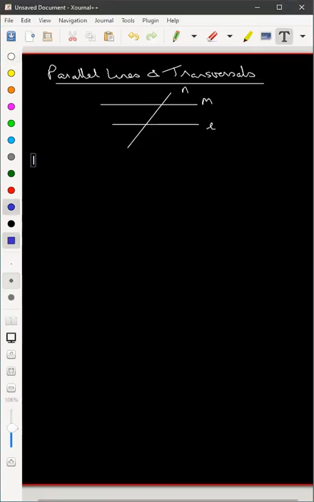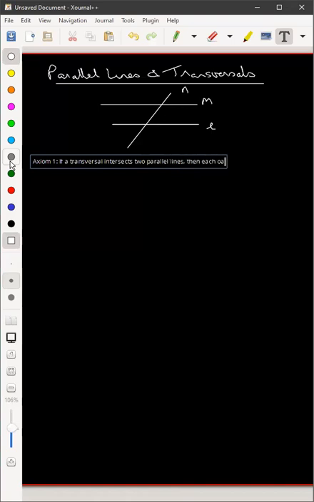Now, same way we did a few properties related to these angles, we can even extend them into different axioms. Okay, let's take out axiom 1 again. If a transversal intersects two parallel lines, then each pair of corresponding angles is equal. So that's the first axiom that we did.